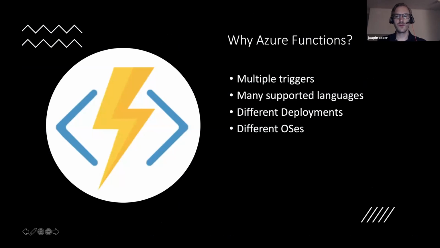So why would we go for Azure Functions? What kind of benefits can it bring to us? One of the reasons is that there are a lot of triggers available that we can use to trigger our functions and our code. There's support for many languages, although today we'll mostly be looking at what we can do with PowerShell. There are different deployment options, and you can also choose from different operating systems in which to run your functions.